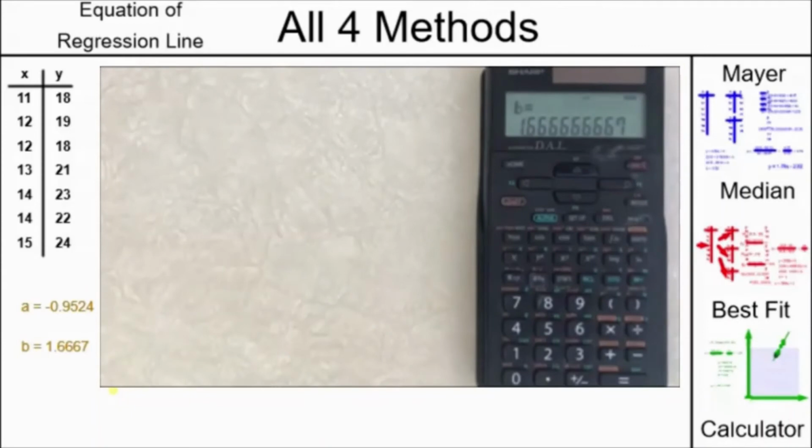When we write our equation, we are writing it in the form y equals bx plus a. Normally in my courses, the students use y equals ax plus b. But where this calculator's chip was produced, it's done with y equals bx plus a. Therefore, my equation of the regression line is y equals 1.6667x minus 0.9524. I have found the equation of the regression line using the calculator.